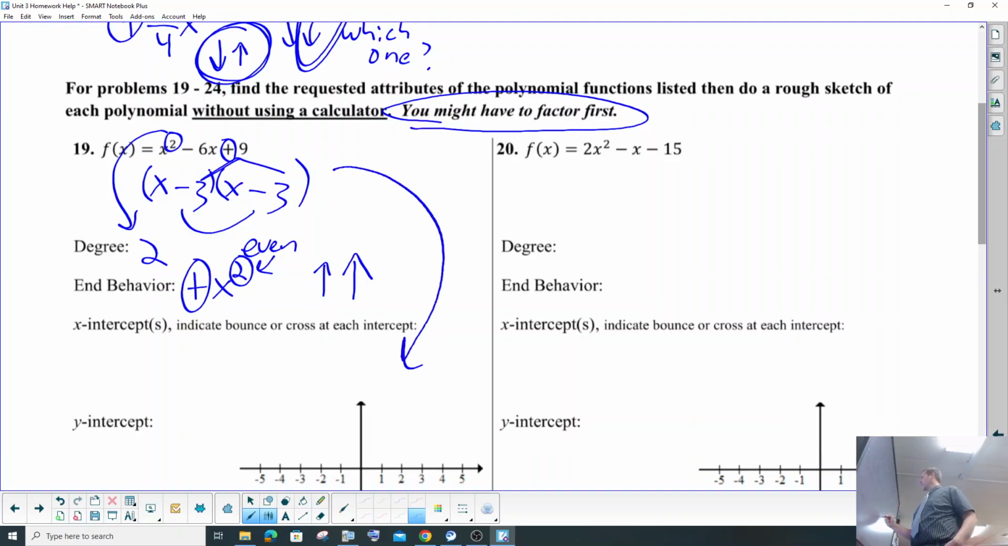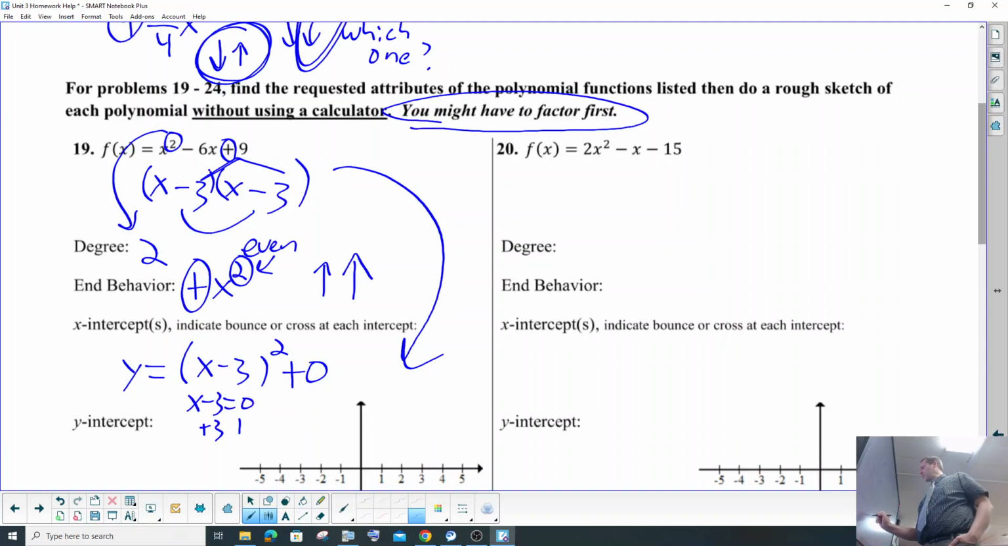Good. What about our x-intercepts? Indicate bounce or cross at each intercept. Well, the weird part about this one is we have x minus 3 all squared. And since our equation is x minus 3 all squared, we actually know the vertex. Plus 0. But we can just talk about the x-intercepts. So there's only going to be one with a multiplicity of 2, which means it's going to bounce, right?